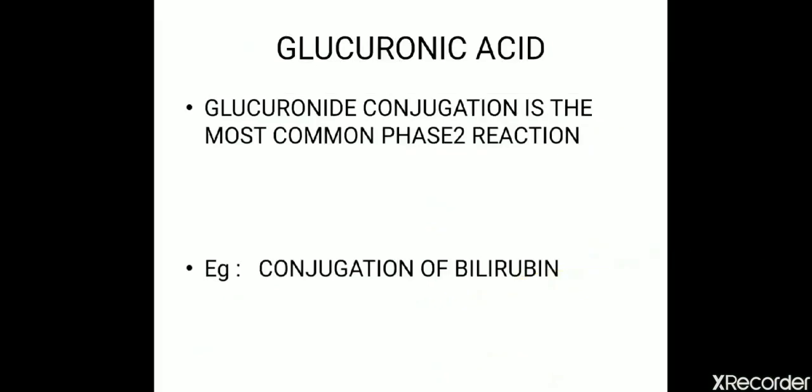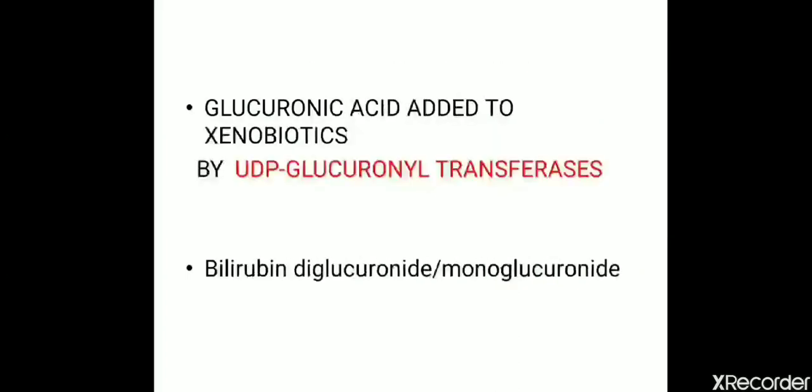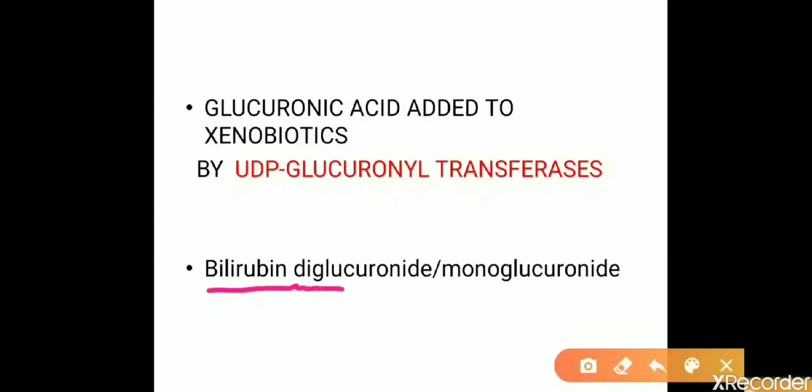Coming to the glucuronic acid conjugation, the best example is the conjugation of bilirubin. So bilirubin on conjugation produces bilirubin monoglucuronide, and this monoglucuronide further undergoes conjugation and produces bilirubin diglucuronide. So water insoluble bilirubin is converted into water soluble bilirubin diglucuronide, and it is mediated by glucuronide transferase enzyme.